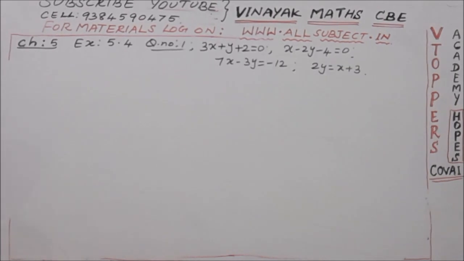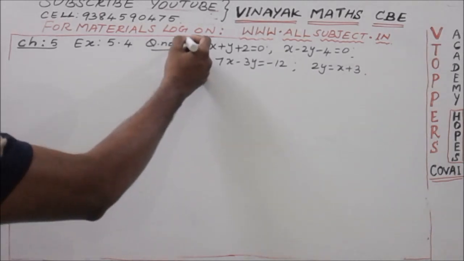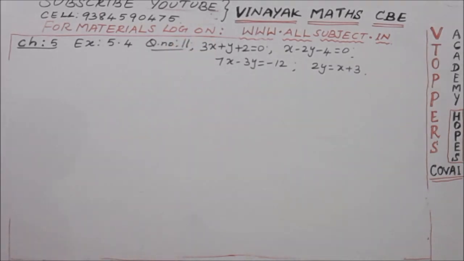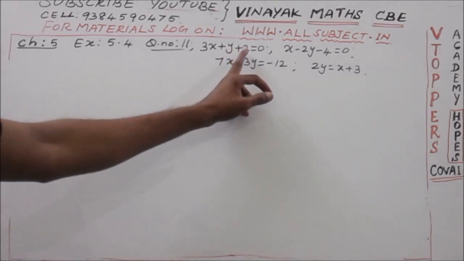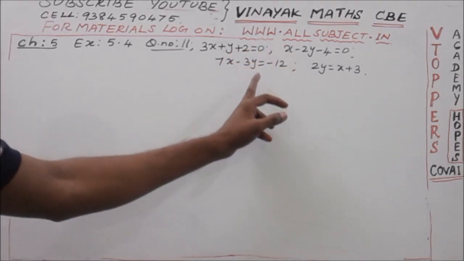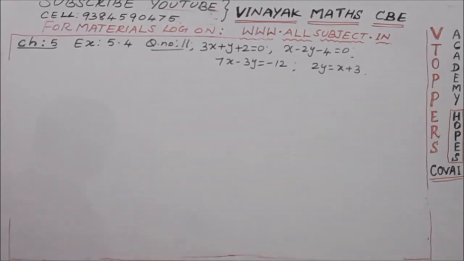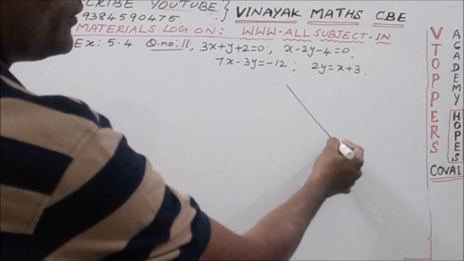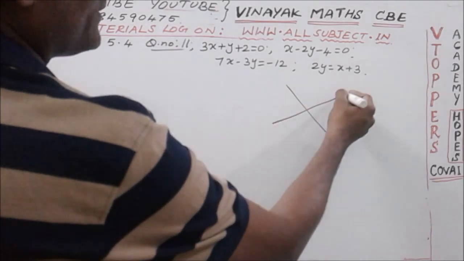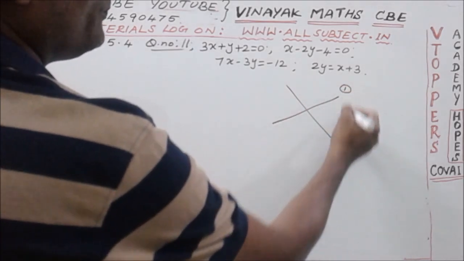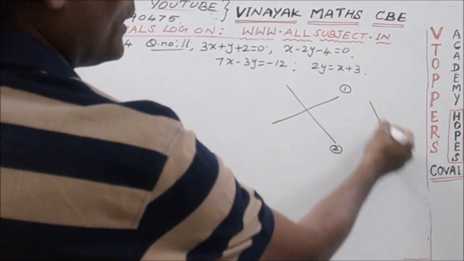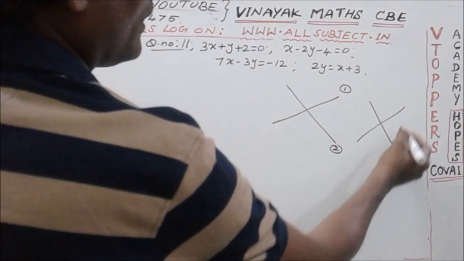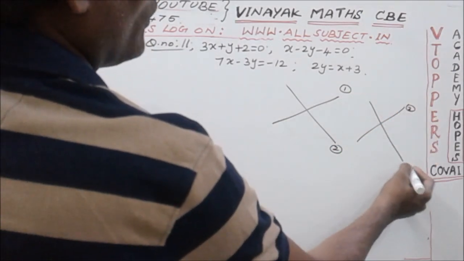Question number 11. The given question is: find the equation of the line which passes through the point of intersection of the first two lines and the point of intersection of the second two lines. Let the lines be 1, 2, 3, 4. Now this will be the point of intersection of lines 1 and 2, and this will be the equation of lines 3 and 4.